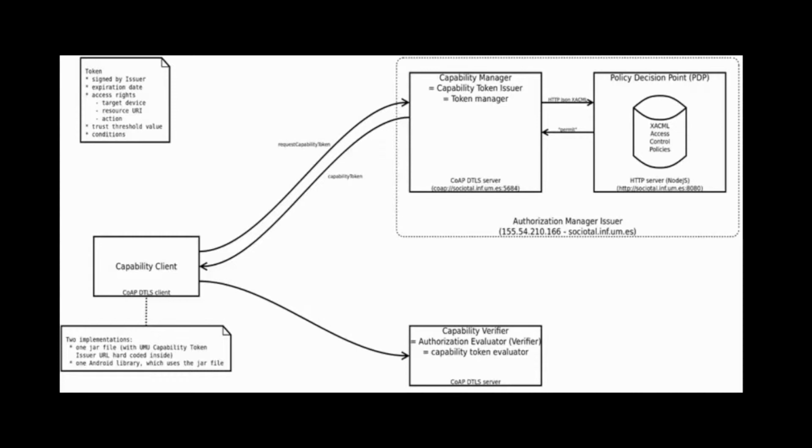the capability manager before generating a capability token, and the PDP uses a set of access control policies that are obtained from the policy administration point or PAP as a point in which users can define their access control preferences for their smart objects. Moreover, the capability client, which is intended to make a request to the capability manager to obtain tokens in order to get access to other IoT devices, and the capability evaluator as a CoAP-DTLS server receiving access requests from capability clients containing the tokens previously obtained.